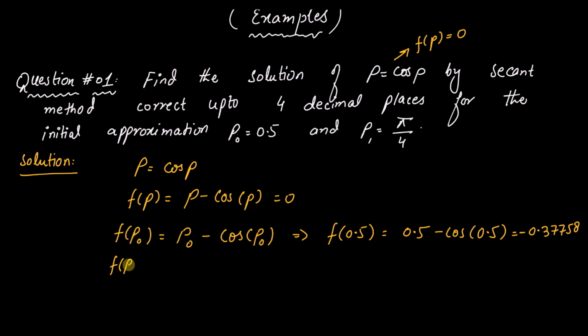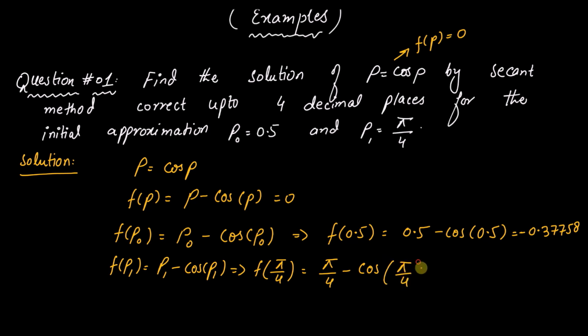After that, we need to substitute f of p1. So we have p1 minus cos of p1. So we have f of pi by 4, that is equal to pi by 4 minus cos of pi by 4. So we need to simplify it. After simplification, we will get 0.078291. So this is a positive value and this is a negative value. So we got them on opposite sides. So it means that these initial guesses are fine and the root lies in that range.